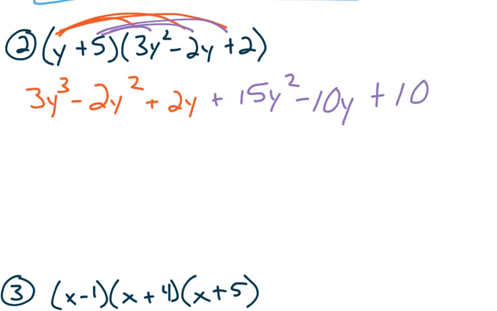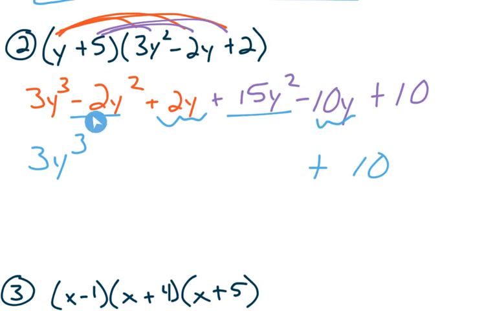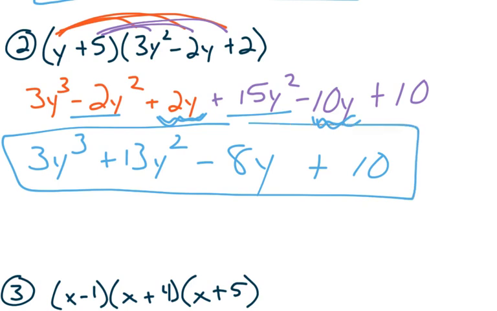Okay, once again, combine your like terms. We're going to have y squareds, and we're going to have y's. We don't have any other y cubes or constant terms, so those will be on the ends. 3y cubed, and then plus 10 on the end. Negative 2y squared plus 15y squared. Negative 2 plus 15 is positive 13y squared. When you're adding and subtracting, the variable parts do not change. Now we did the y squared, so 2y minus 10y is negative 8y. Okay, so here is our answer for number 2: 3y cubed plus 13y squared minus 8y plus 10.